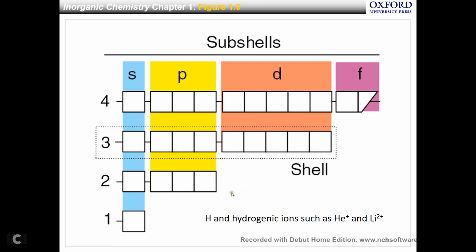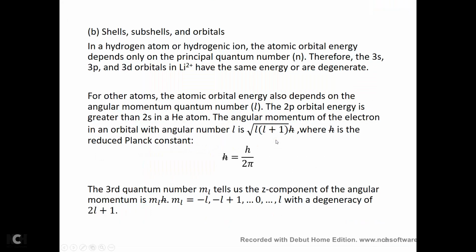For non-hydrogen atoms, such as helium, you will see the 2s orbital has a little bit lower energy than 2p. 3s has lower energy than 3p. 3p has lower energy than 3d, etc.